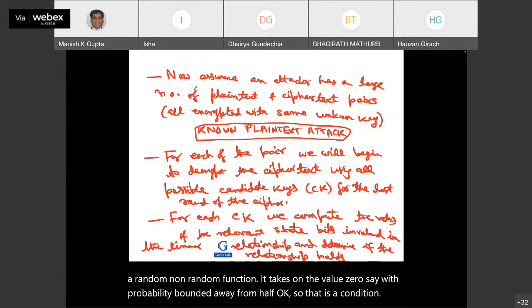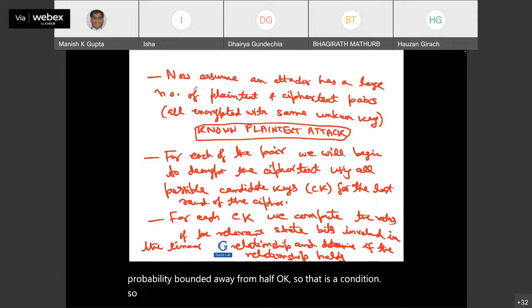Suppose the attacker has a large number of plaintext and ciphertext pairs. Actually, in this example you will see that something around 8,000 pairs are needed. This is known as a known plaintext attack.